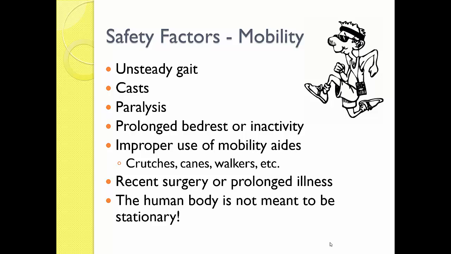If someone has a cast on an extremity, if there's any paralysis, weakness in extremities. Prolonged bed rest or inactivity definitely takes a toll on our mobility and getting back to that mobile state. People who use mobility aids such as crutches, canes, walkers, we always need to make sure that patients are using these correctly. And also, as nurses, we can provide instruction for our patients on how to properly use those.